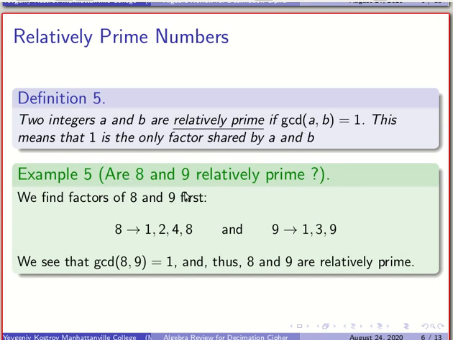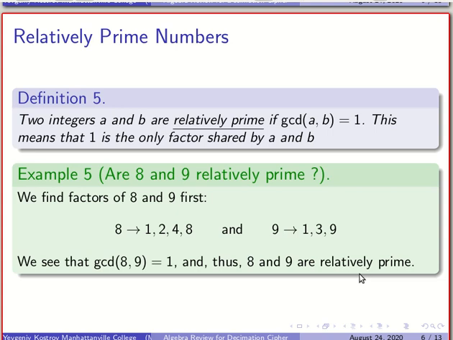So let's think about whether 8 and 9 are relatively prime. 8 itself is not a prime number, and 9 itself is not prime because 8 is 2 times 4 and 9 is 3 times 3. So what would be the factors of 8? The factors of 8 are 1, 2, 4, and 8. The factors of 9 are 1, 3, and 9. So we see that the greatest common divisor is 1 because that's the only one that is shared by both. So 8 and 9 are relatively prime. Each one of them is not prime, but compared to each other, they are relatively prime.